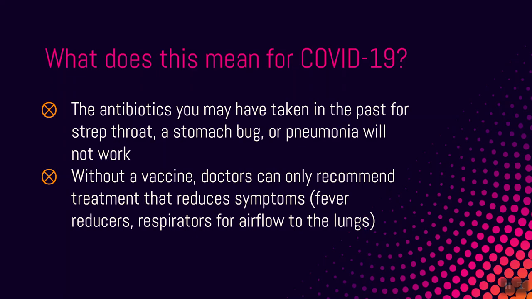Now, what does this mean for something like COVID-19 that's affecting us today? The antibiotics that you may have taken in the past for things like strep throat, a stomach bug, food poisoning, pneumonia, those are not going to work because those treat bacterial infections. And COVID-19, not a bacteria, it's a virus. And there is currently no vaccine that has been marketed for public use. And without something like a vaccine, doctors can only recommend treatment that reduces the symptoms.